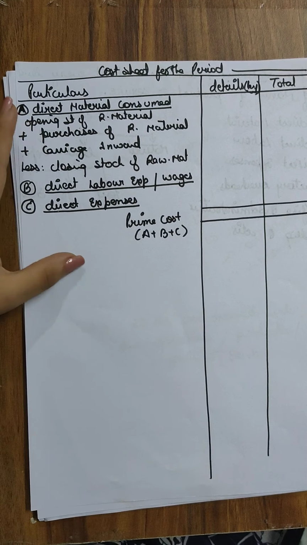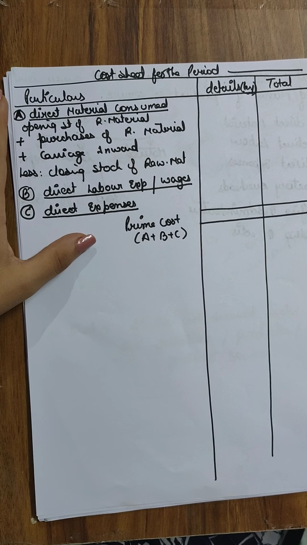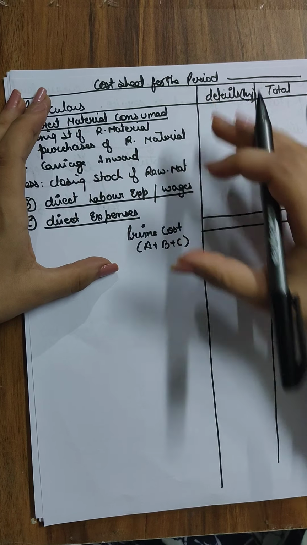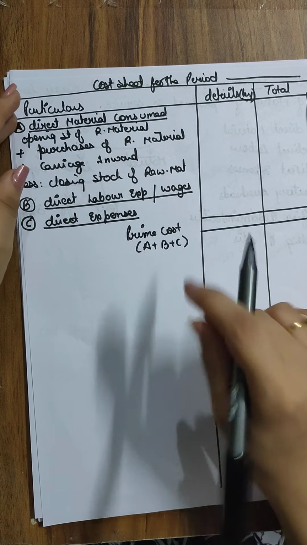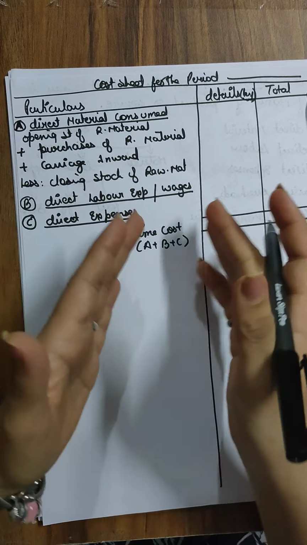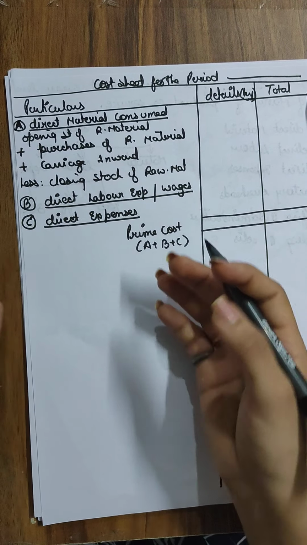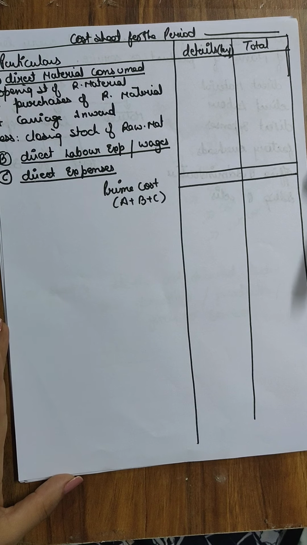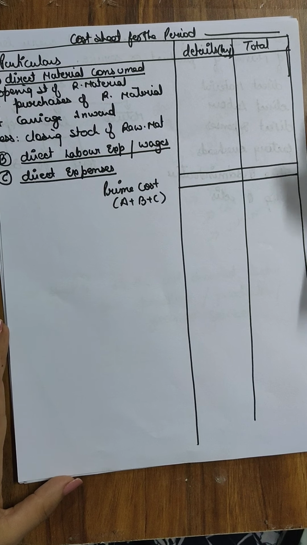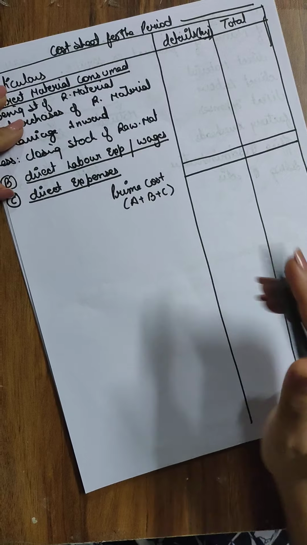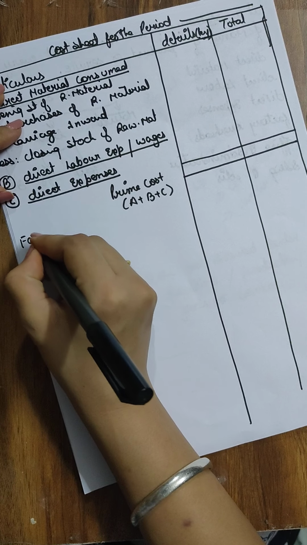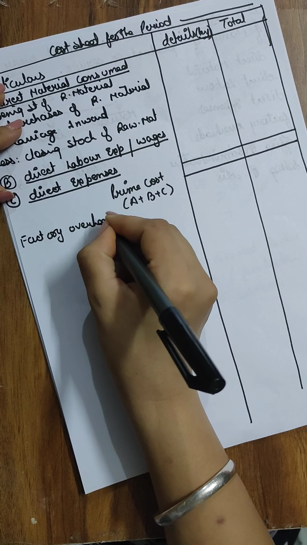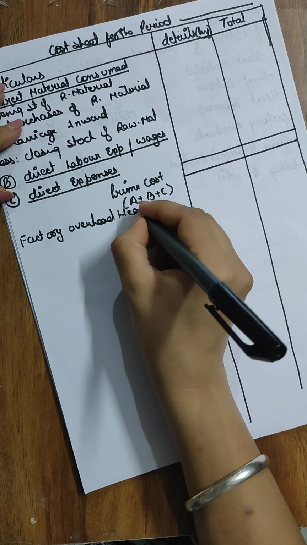So once we have reached up to the prime cost, we are going to start adding the indirect cost, guys. After the prime cost, so this is the total of direct cost, whatever the rest of the cost that is left is in the form of indirect cost. So the first kind of indirect cost that we have is factory overheads. So we have factory overheads over here.